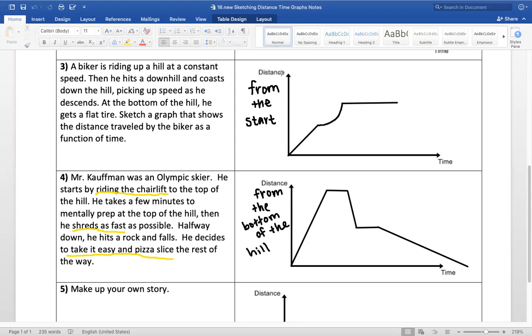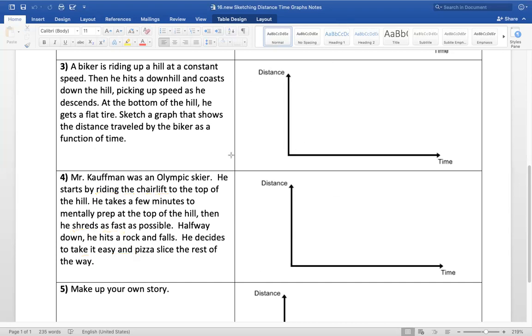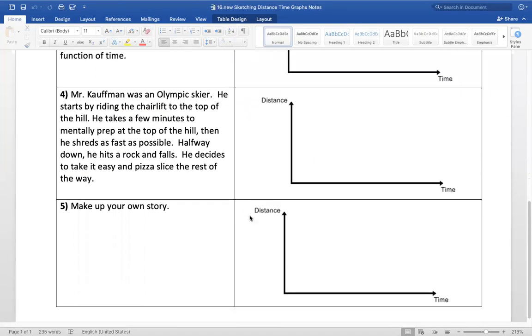Okay, so what is your job after you finish this? You can see that there's one more question here. On the last question, it says, make up your own story. So you are going to come up with a story and you're going to write your story over here on your paper. And then your graph is going to match that. Your story has to have at least 3 things that happen. So 3 different things in your story. And I'm going to write that here just in case you didn't hear me properly.